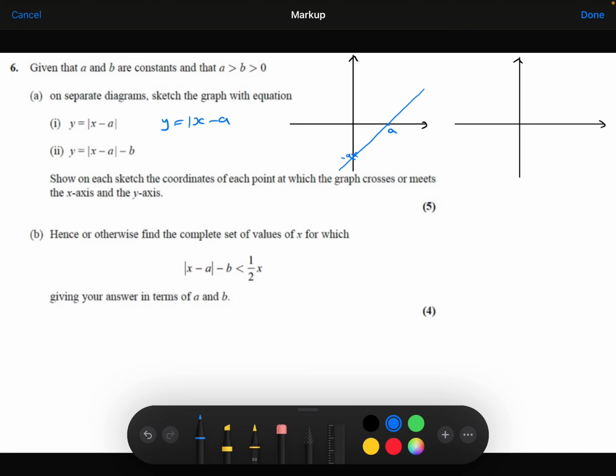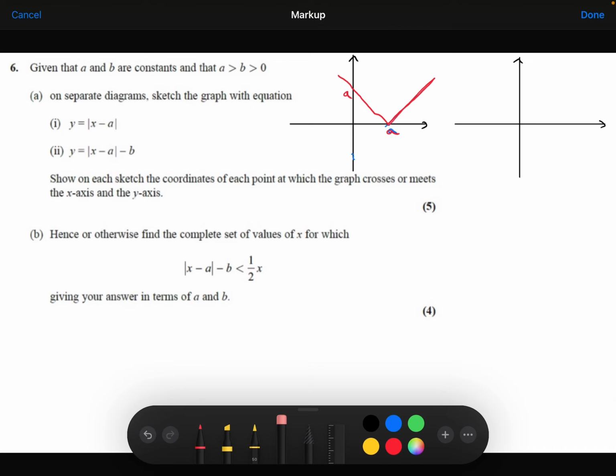Now let's take the modulus here. So that's going to take all the negative values, all of these values here, and make them positive. So it's now going to go up here like this. The positive values won't be affected at all. New y-intercept is at positive a. So that's my answer for part I.